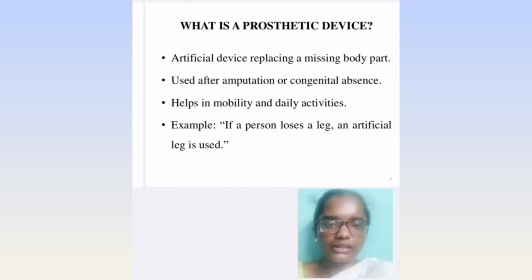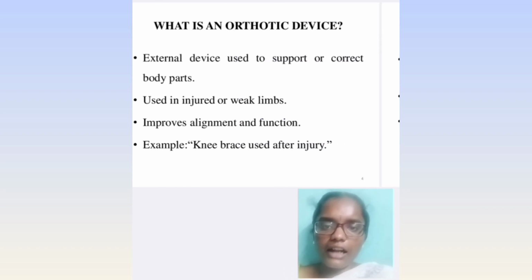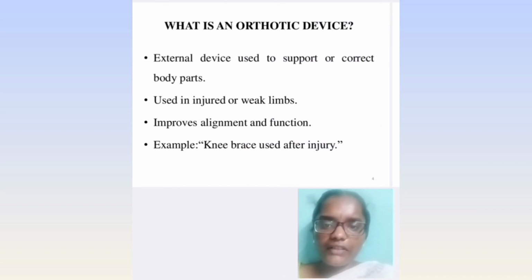And what are prosthetic devices? They replace missing body parts, used after amputations or congenital absence, in mobility and daily activities. For example, if a person loses a leg, an artificial leg is used. And what is an orthotic device? It's an external device used to support or correct body parts, used in injury or weak limbs. It improves alignment and function. For example, knee braces used after injury.